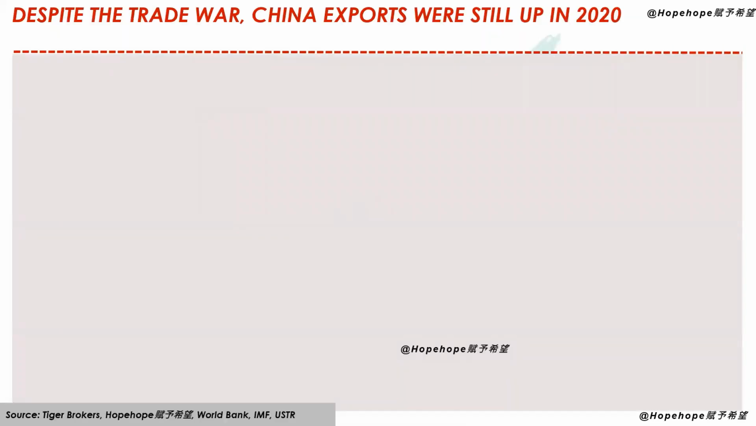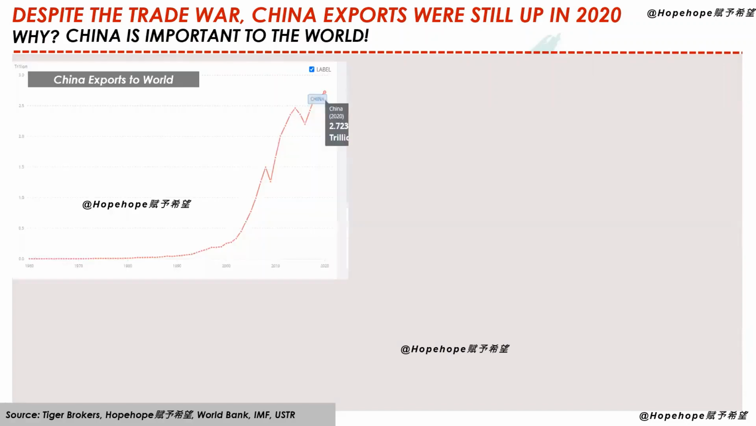Despite the trade war, China exports were still up in 2020. Why? China is important to the world in terms of the exports of goods and services. Look at these numbers, it's going up. In 2020, China exports were 2.723 trillion to the whole world, going up.